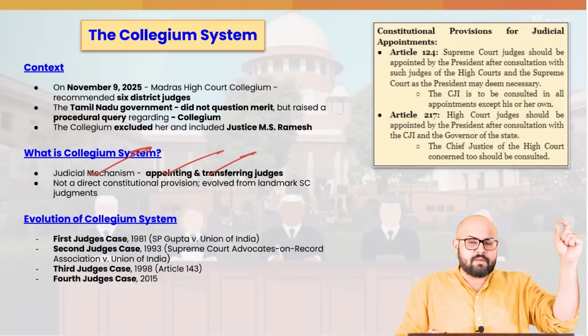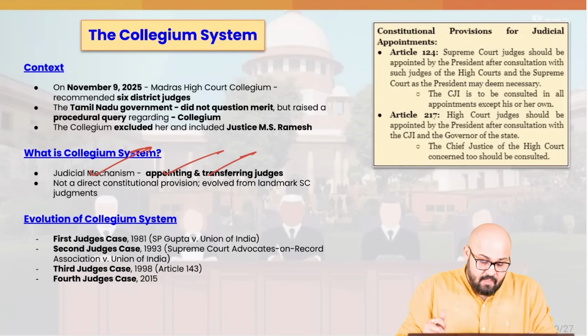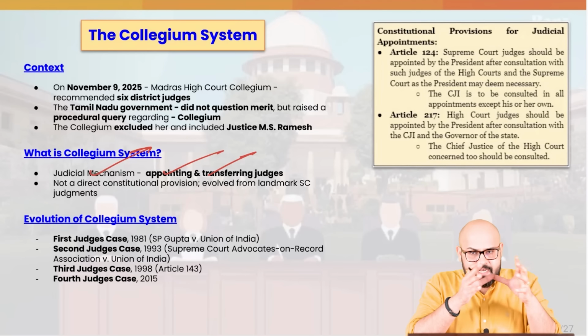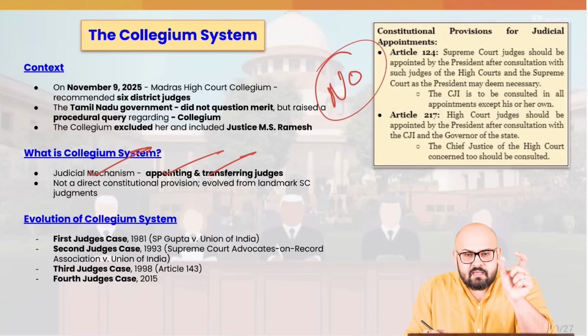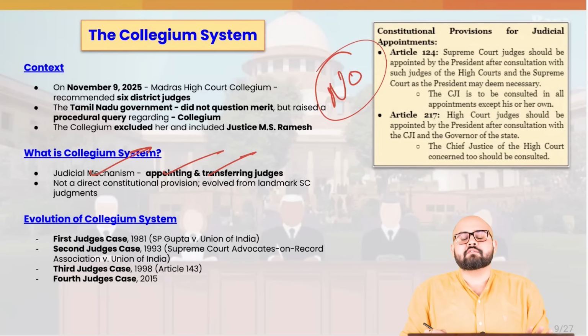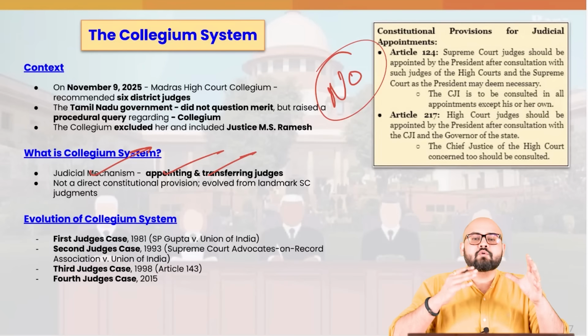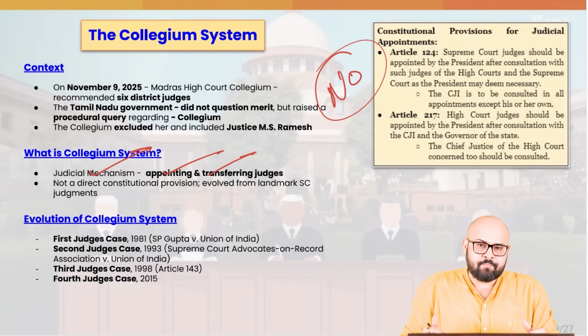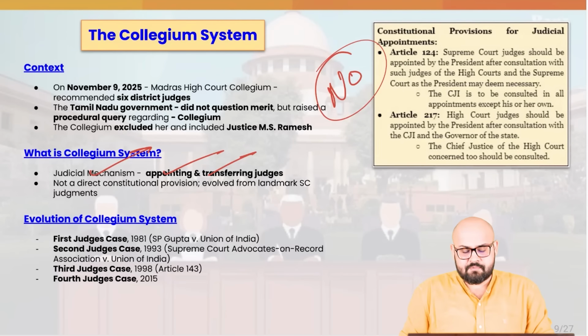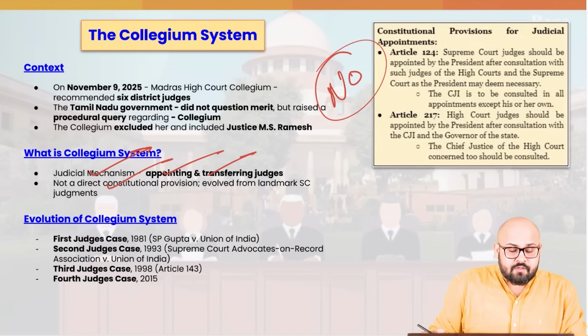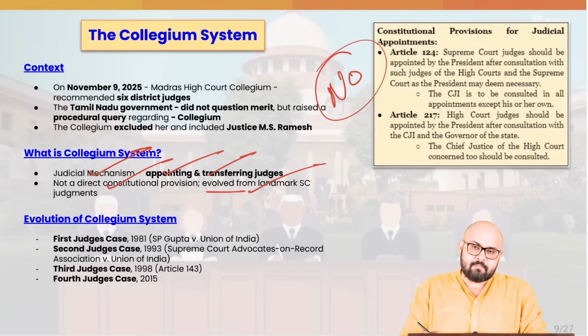High judiciary means the Supreme Court and the different high courts. Now, is it something which is mentioned in the Constitution? The answer is a plain no. The Collegium system is not mentioned anywhere in the Constitution. It has evolved through various verdicts of the Supreme Court, through what we call the three judges cases. There are three different cases, and on that basis we have had the evolution of the Collegium system. There is no direct constitutional provision which talks about the Collegium system. It has evolved from the landmark Supreme Court judgments.